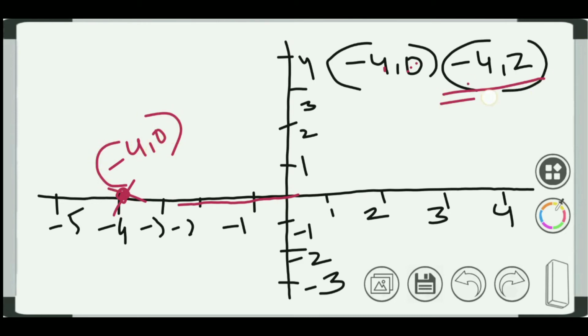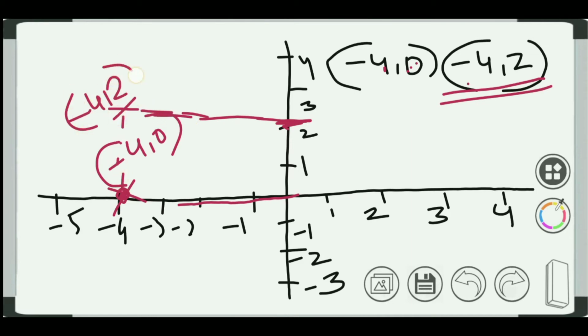Now the second one is minus 4, 2. Minus 4 and 2 on the y-axis. So where is it touching? Here. So minus 4, 2. You can join this line. When you join, you can see this line is parallel to the y-axis, right? So this line is parallel to the y-axis.